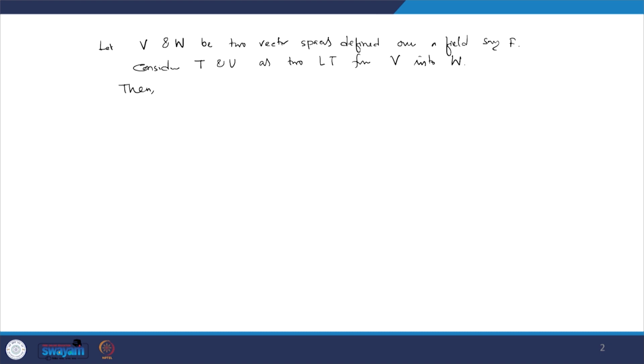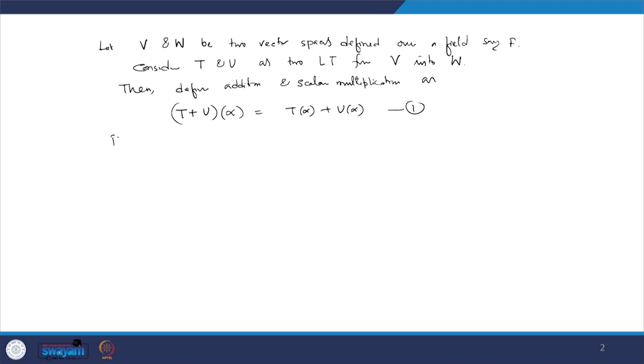if I define a sum function, define addition and I can say multiplication or scalar multiplication as T plus U operating on any vector alpha which belongs to V as T of alpha plus U of alpha, for alpha belongs to V.